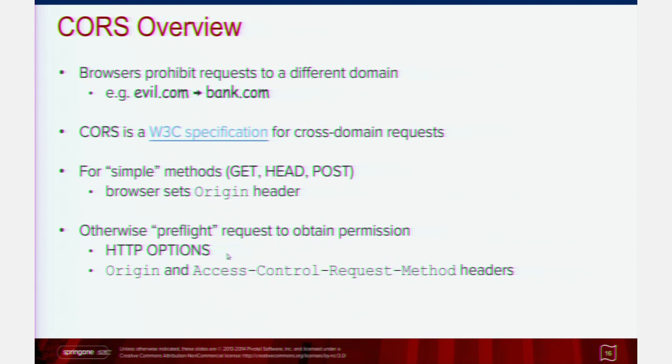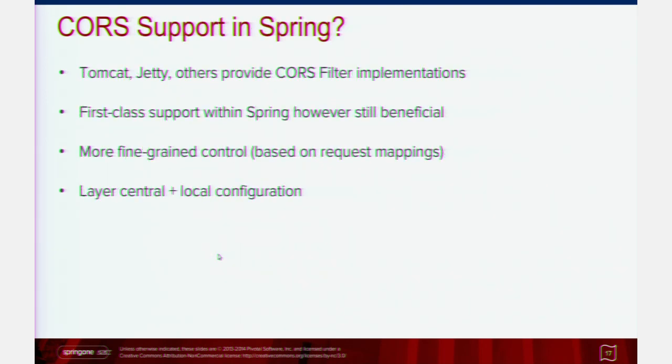For additional HTTP methods, there's a pre-flight request which has to obtain permission. It has to say, I'm actually going to submit this HTTP method to this URL, and I'm going to include specific headers. Is this allowed? And then if the server responds accordingly, the browser can go ahead and do that. And this happens under the covers. You don't have to explicitly do that. It's built into the browsers.